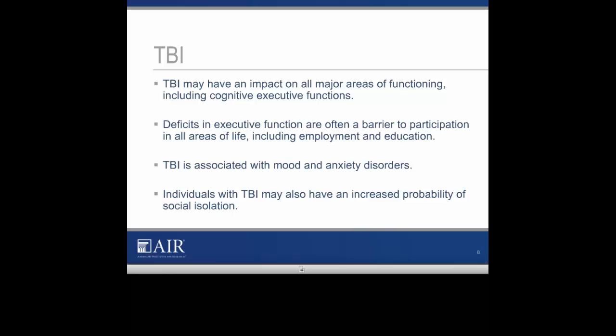We also know that deficits in executive function are often barriers to participation in all areas of life, including employment and education, and they lead to reduced participation, economic marginalization, and lower reported quality of life. In our own work, we found that participants with TBI often report significant needs for support across a number of categories related to cognition. Those can include remembering to take daily medication, keeping appointments, keeping a daily schedule, time management, initiating activities, and so on. And from an emotional and behavioral perspective, we know that TBI is associated with mood and anxiety disorders, including depression, mania, and PTSD, and there's some evidence that people with TBI may also have an increased probability of social isolation.